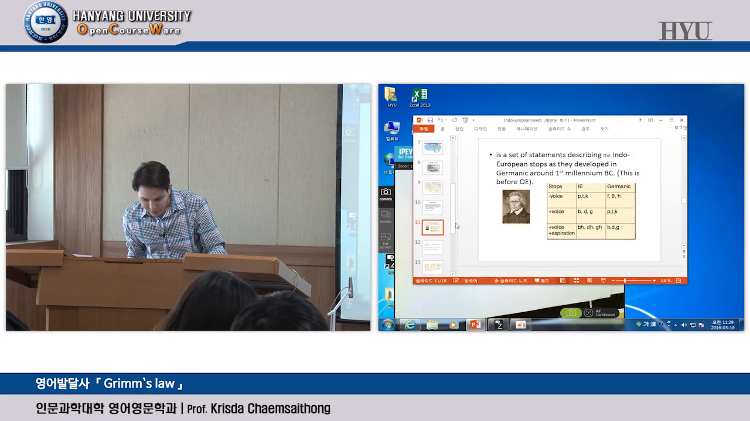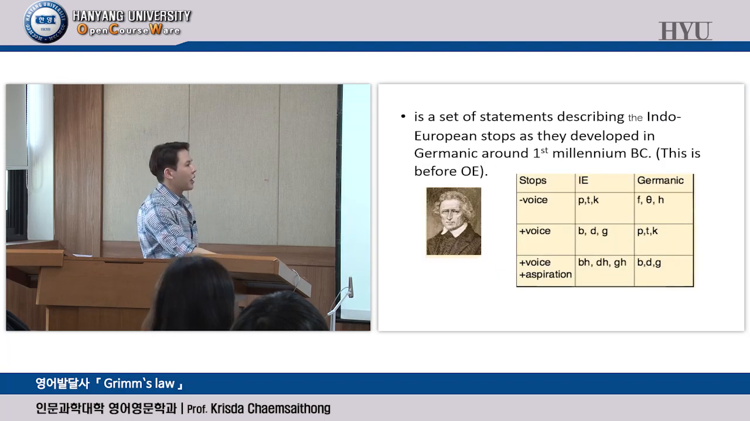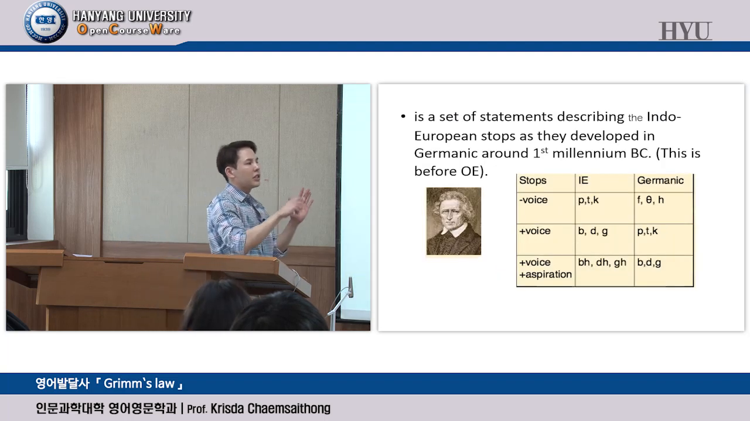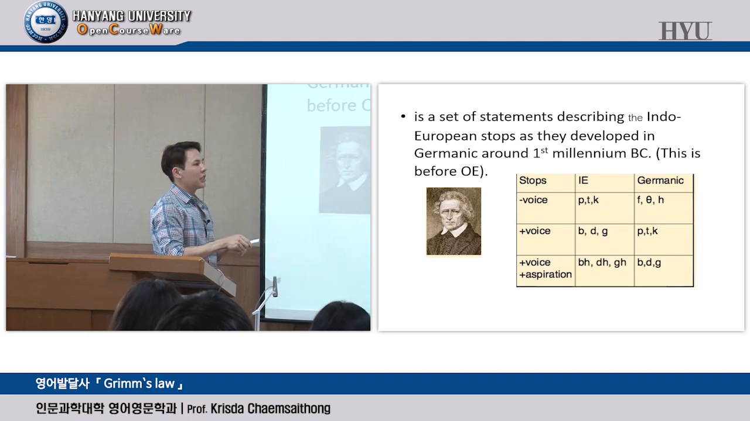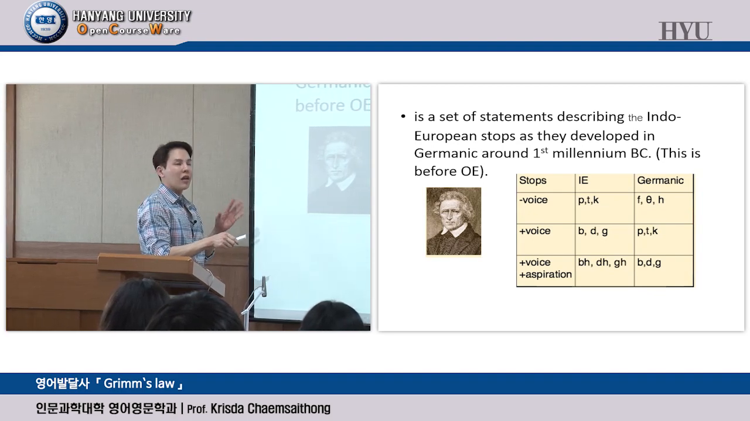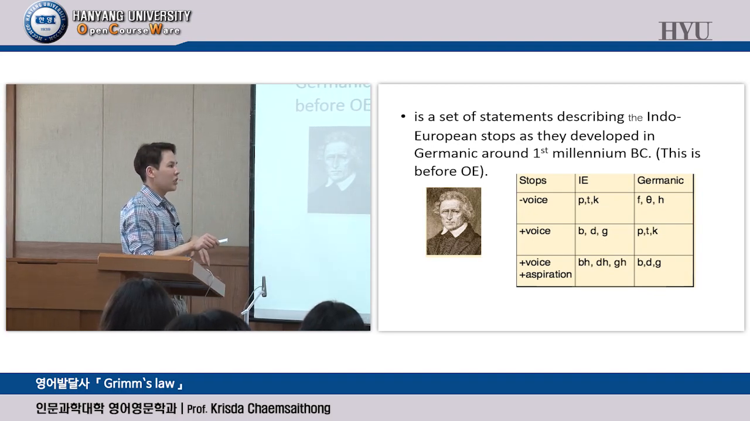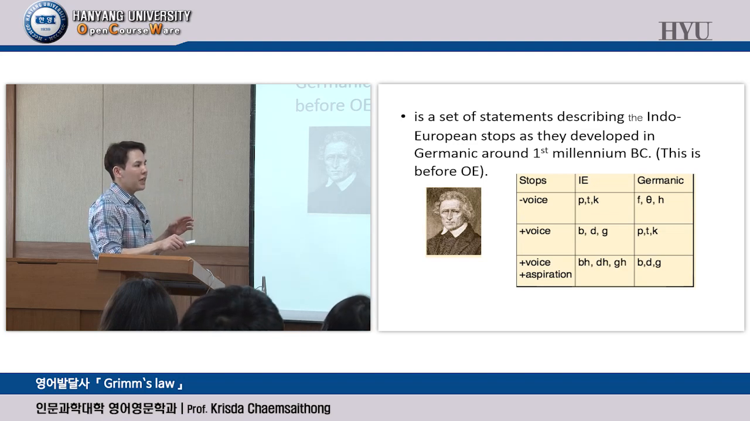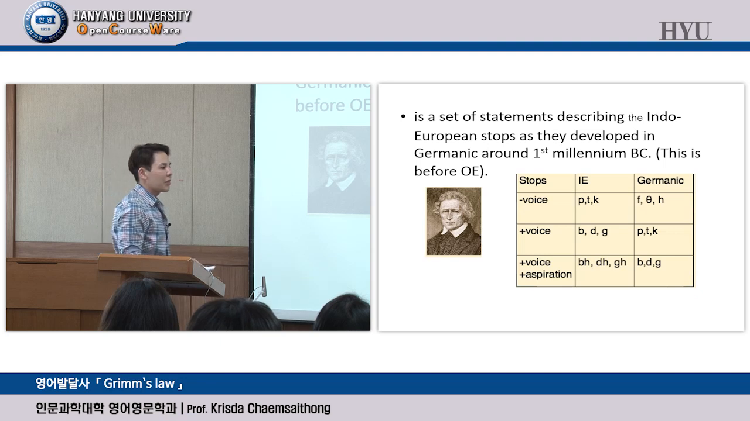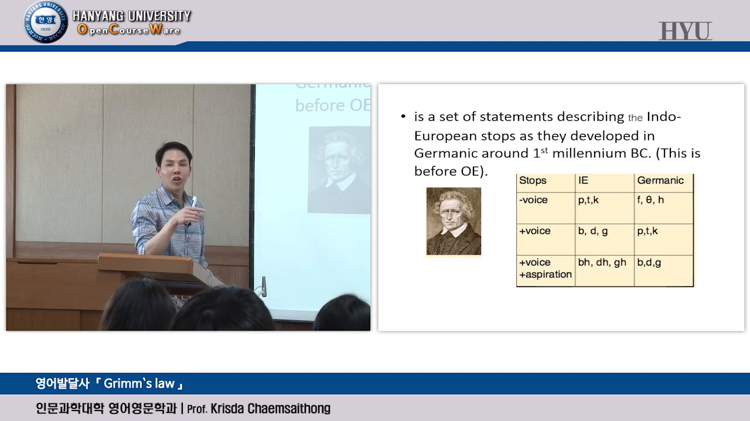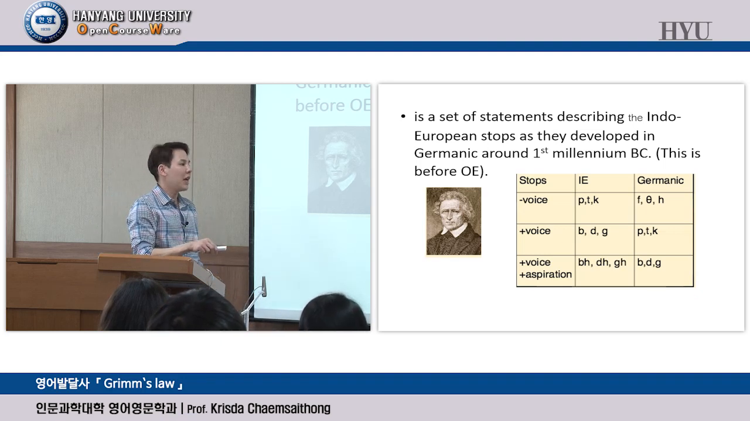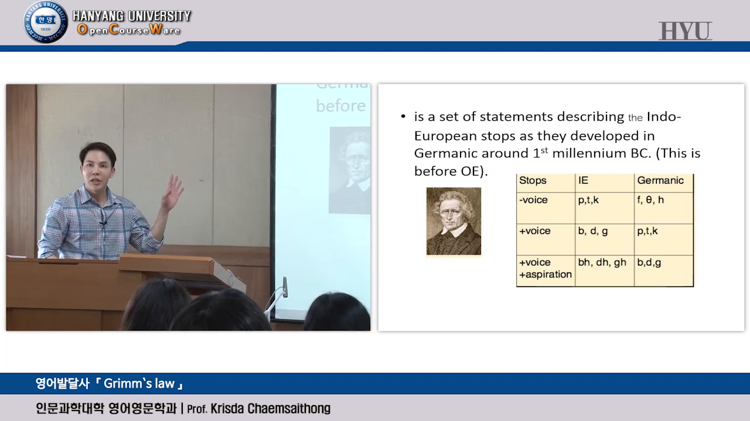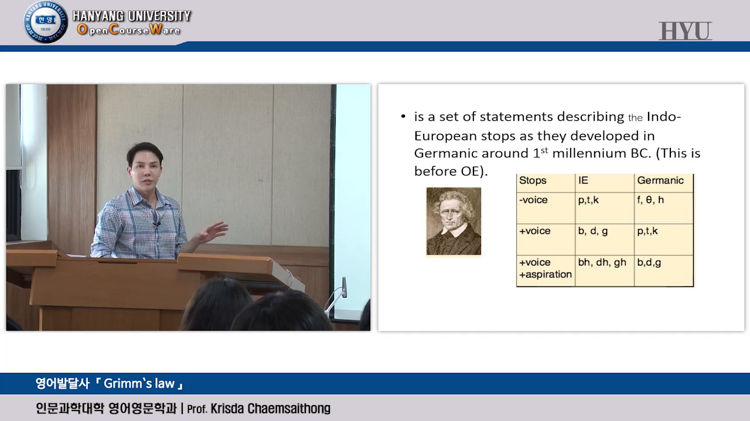So P changes to F, T changes to theta, TH, K changes to H, and what about the voiced stops? B changed to P, D changed to T, and so on. Voiced aspirated, the aspiration is gone, right? H is gone. BH, DH, GH to B, D, G, just like that. So just three types of stops, right?